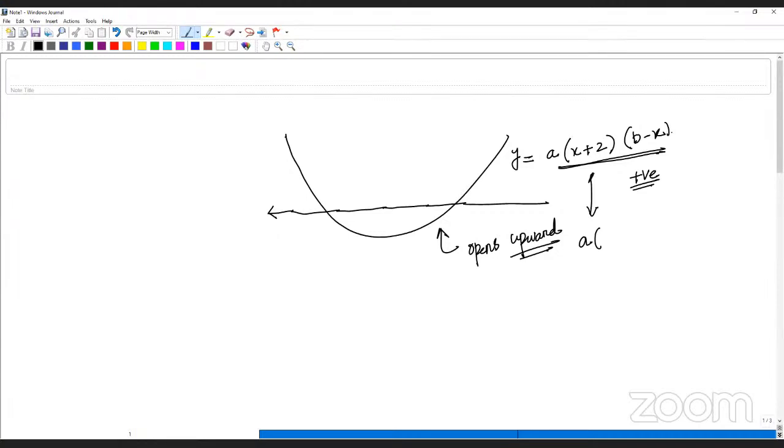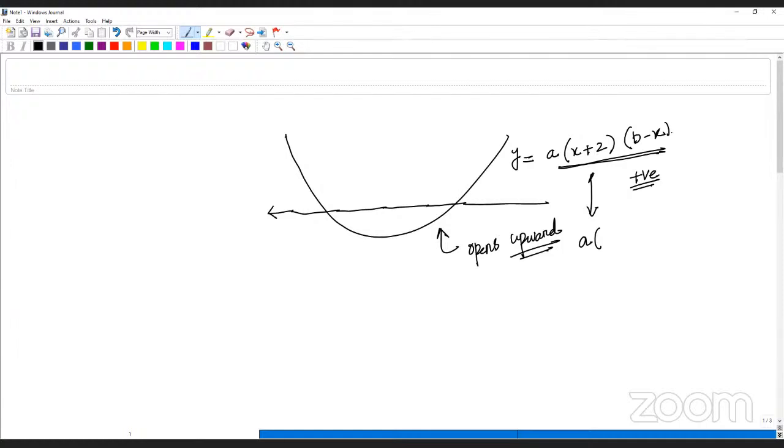Because see, the parabola crosses this x-axis at 2 points, right? So one of them is (-2, 0) and another one is (3, 0). That means the roots of the quadratic equation are -2 and B. So if you substitute -2 and B in the equation, then you will get 0.